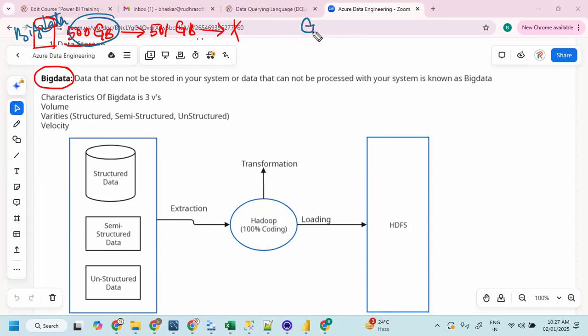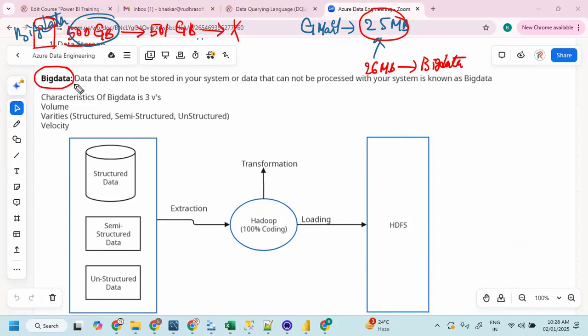And take Gmail. Most of you are aware of it. How much size can you attach? You cannot go for more than 25 MB. So from the Gmail point of view, 25 is fine. But if you have a 26 MB file to attach, then we can say it is big data, because your system is not capable enough to store and process the data.